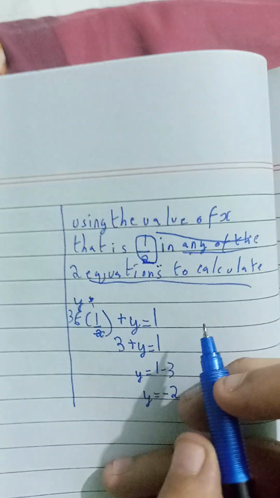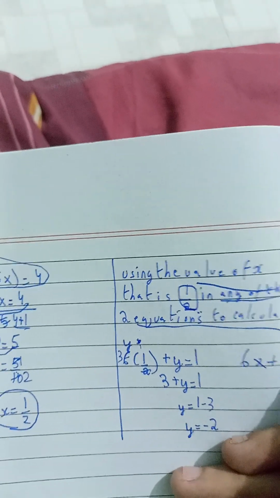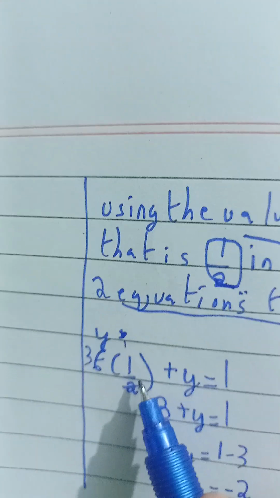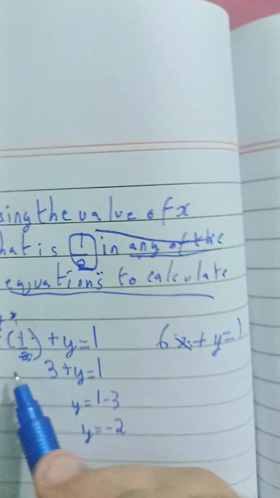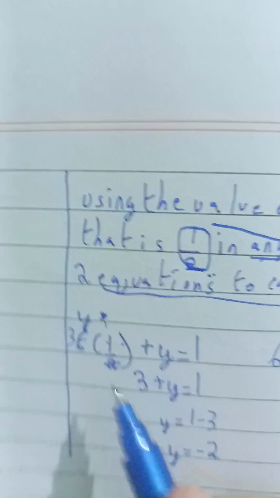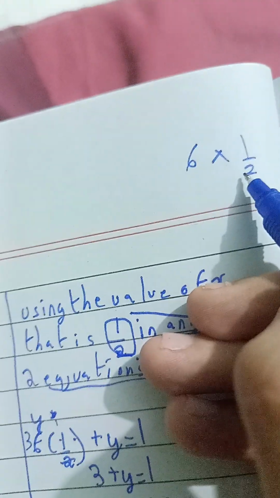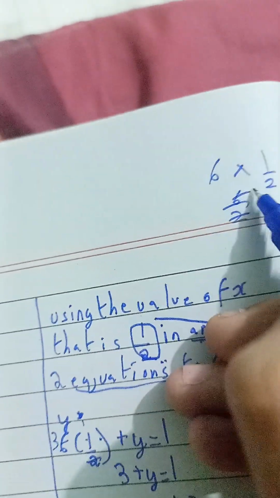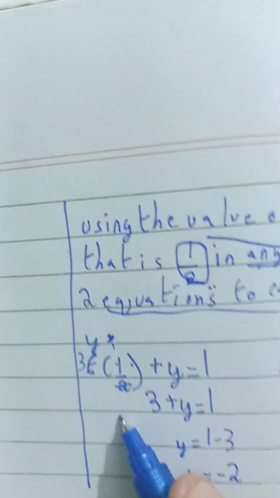So what I did was use the first equation again, that was 6x plus y equals 1. As we know, the value of x is 1 upon 2, so I multiplied 6 by 1 upon 2. So 6 multiplied by 1 upon 2, reducing it, becomes 6 upon 2, so it becomes 3. 2 1s are 2, 2 3s are 6, so we made it 3.